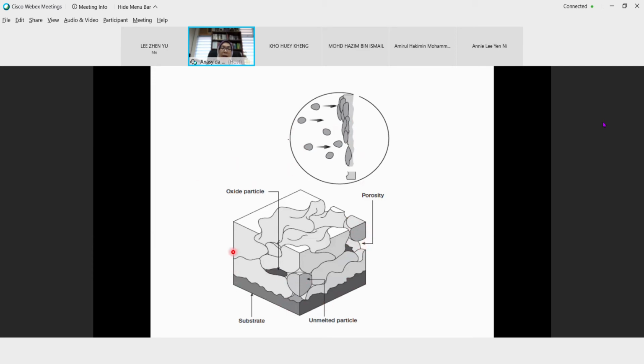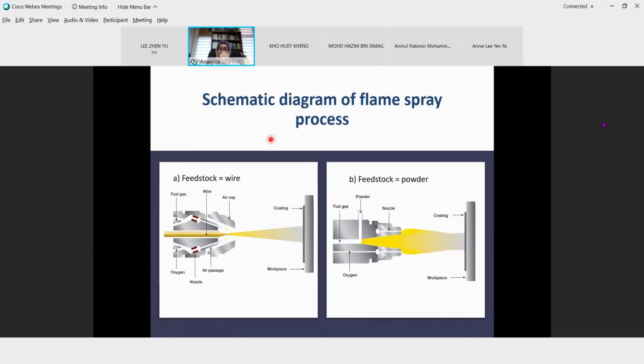So this is a schematic diagram of the thermal spray. Even if you use high velocity or flame or arc, this will be your coating structure that forms on the substrate. Okay, so I just show you this diagram for flame spray. We can see here we are using the feed wire, and this one is the powder. So the difference is only the feedstock.